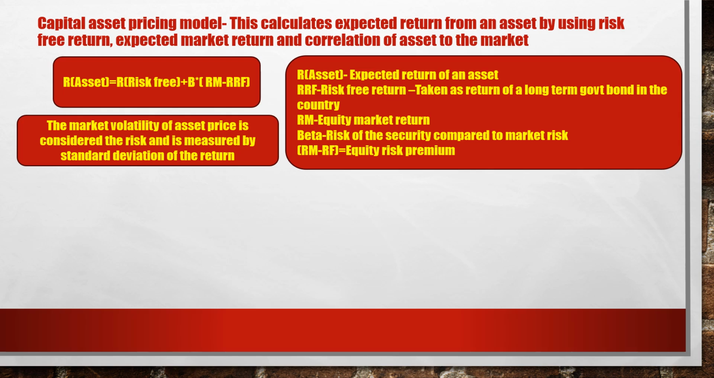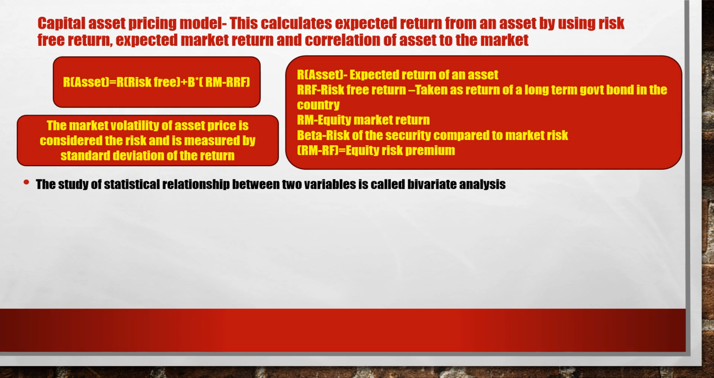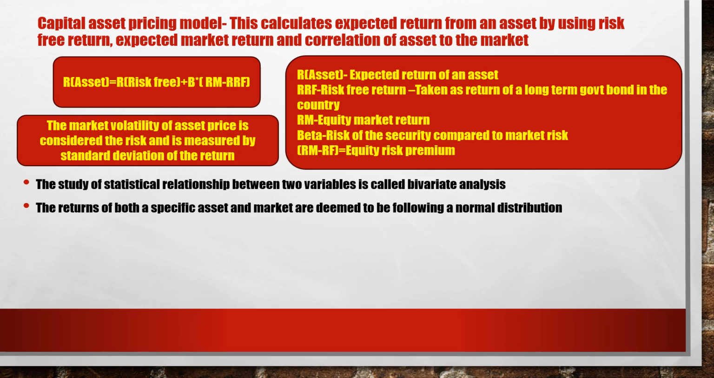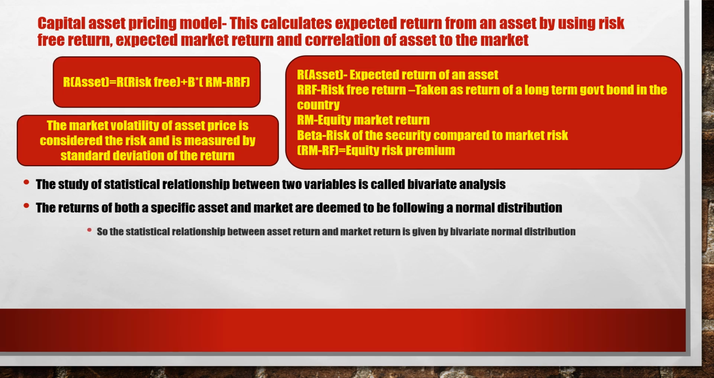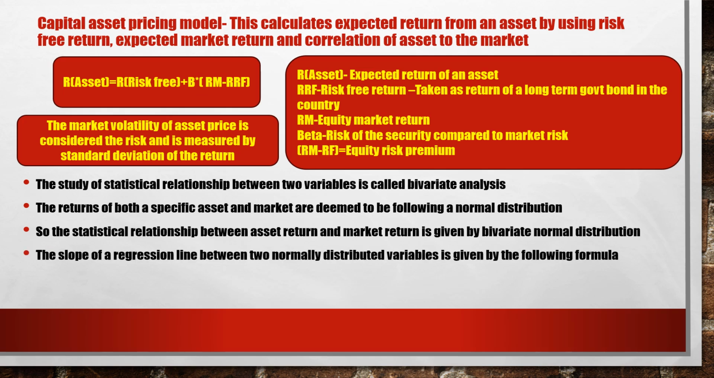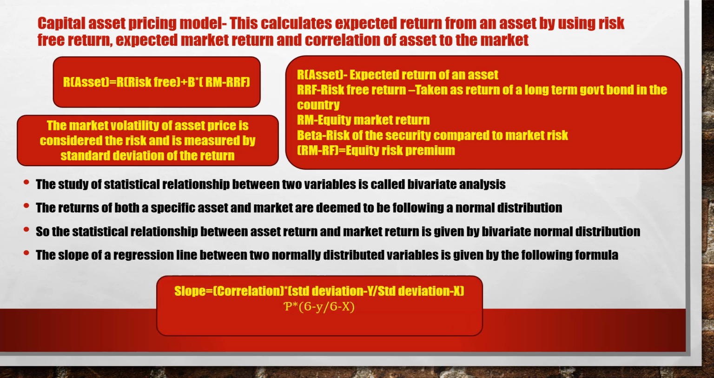The market volatility of the asset price is considered the risk and is measured by the standard deviation of the return. The study of the statistical relationship between two variables is called bivariate analysis. The returns of both a specific asset and the market are deemed to follow a normal distribution, so the statistical relationship between the asset return and the market return is given by the bivariate normal distribution. The slope of a regression line between two normally distributed variables is given by the following formula: slope equals correlation times standard deviation of y divided by standard deviation of x.